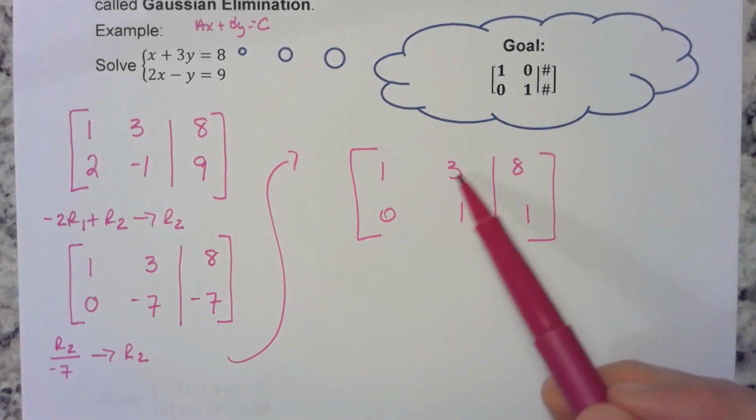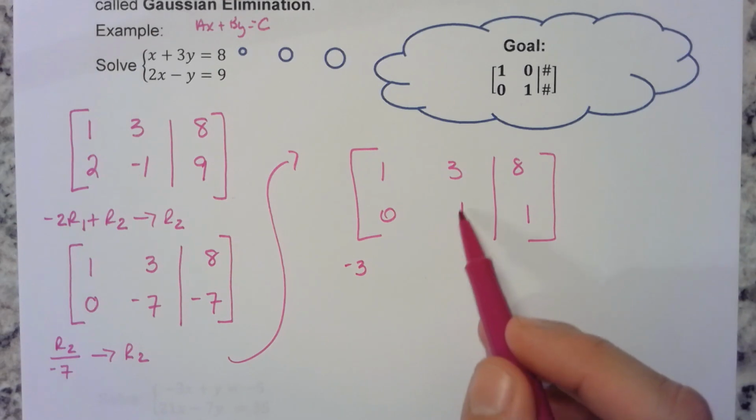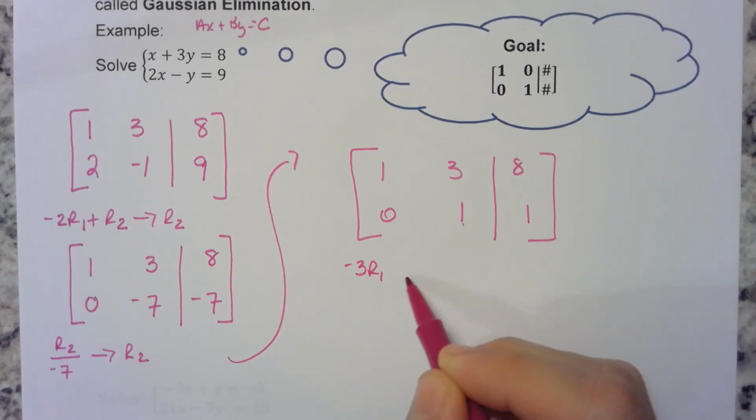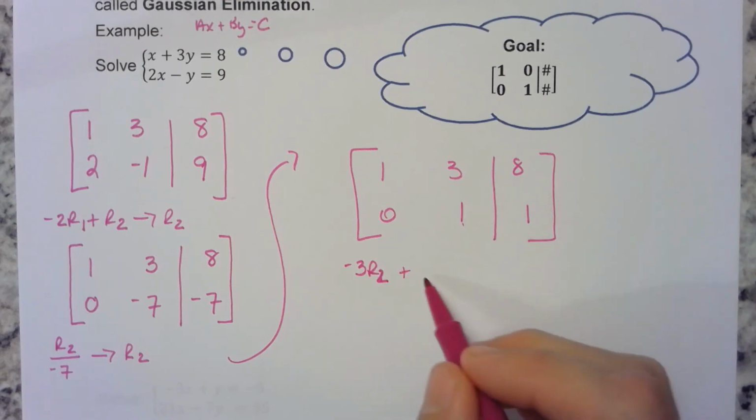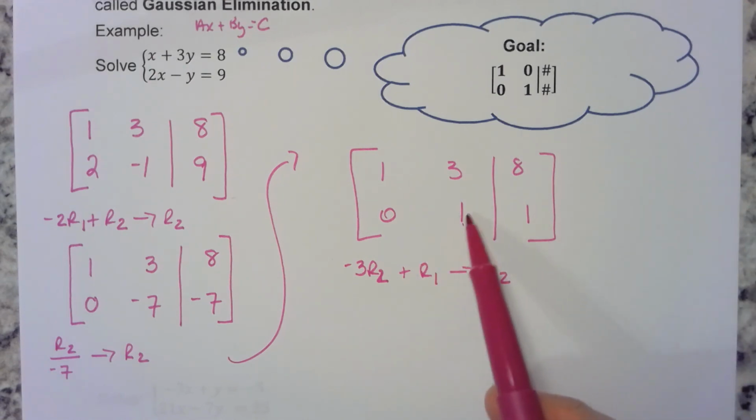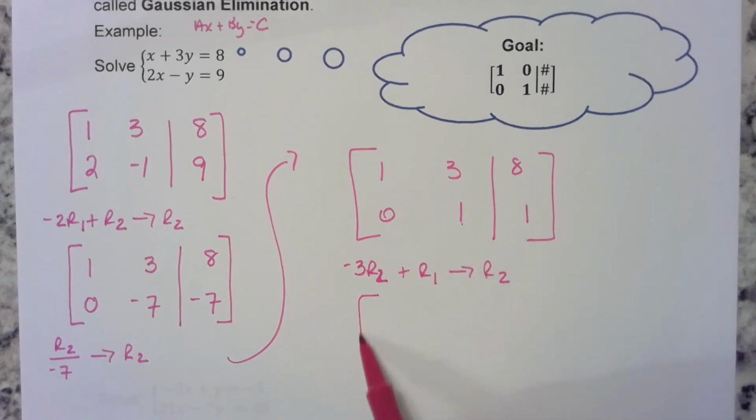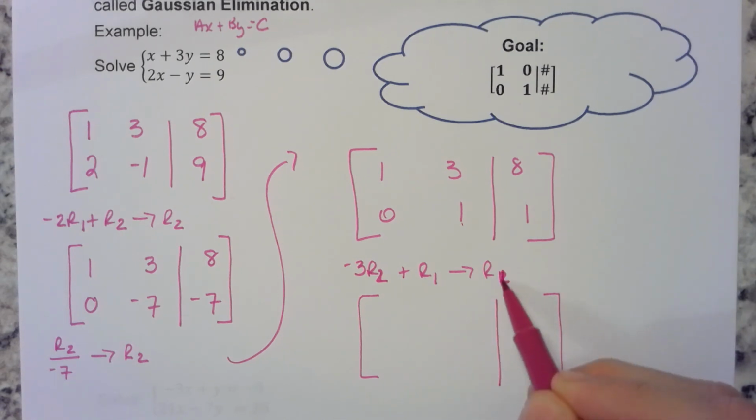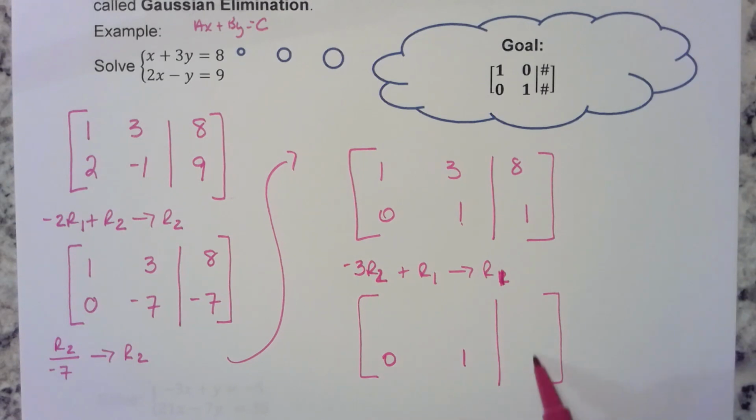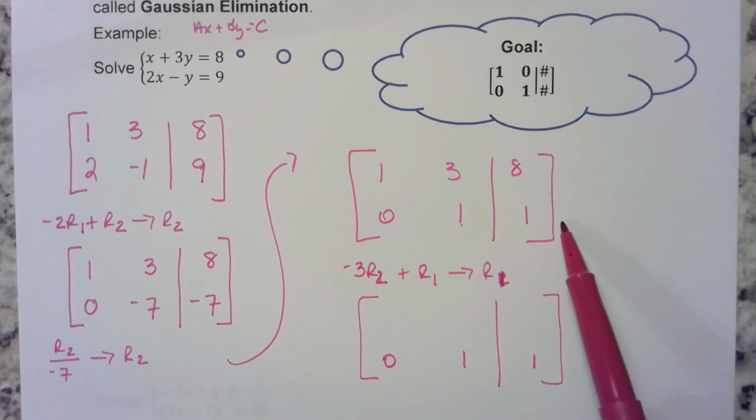Finally, I need a 0 here. What do I add to 3 to make 0? A negative 3. Multiply it by the row with the 1 in it, which is row 2. Add it to row 1 to get a new row 1. So we're going to multiply this by negative 3 and add it to this one so that this becomes 0. That's supposed to be row 1. That means row 2 stays the same. Negative 3 times row 2 plus row 1.